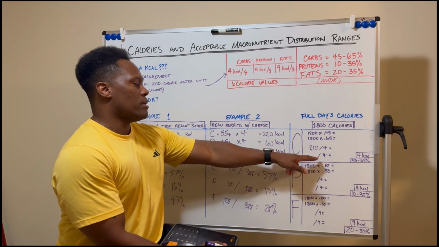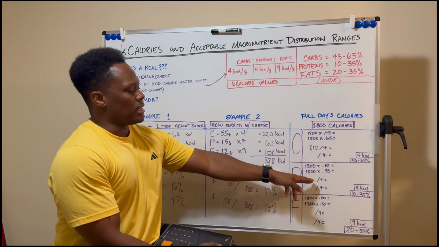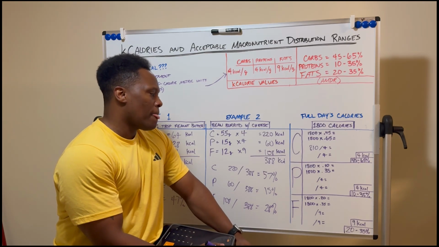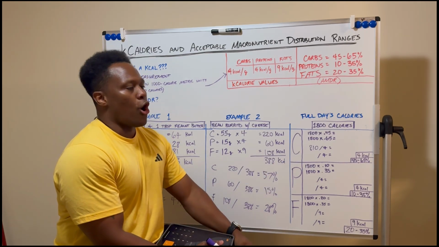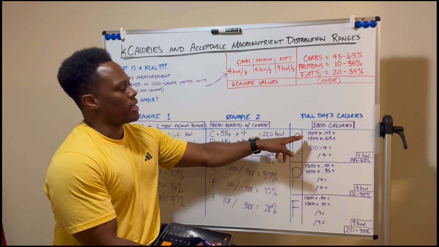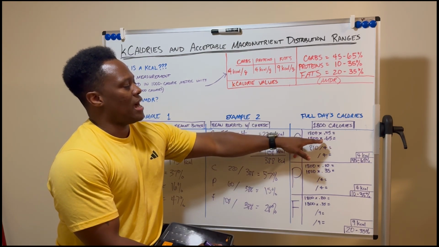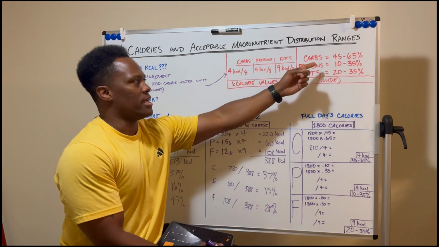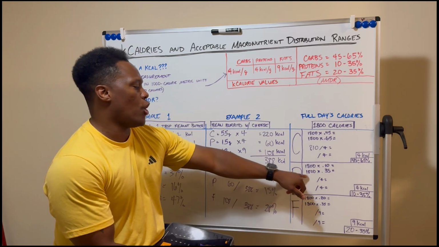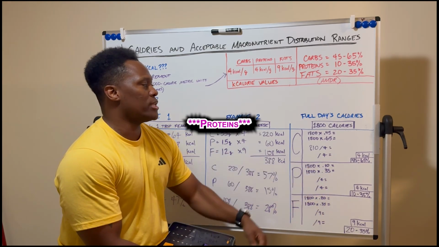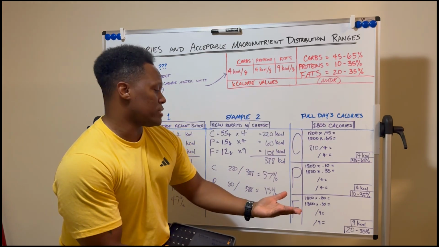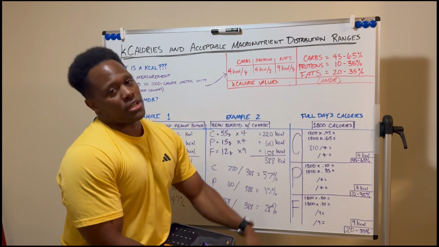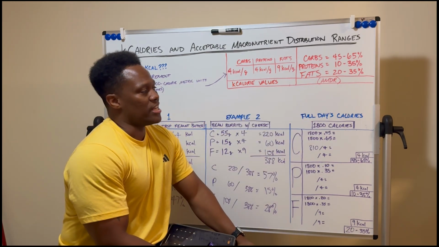Before I go any further, I've already written down how much you're going to multiply each kCalorie value by, as well as each AMDR. So for carbs, with 1800, you'll notice I have 0.45, 0.65, representative of the 45 to 65% AMDR range you see up here. For proteins, same thing: 0.10, 0.35, representative of the 10 to 35%. And last but not least, the fats, 0.20, 0.35, representative of the 20 to 35% AMDR range that each individual should be in.